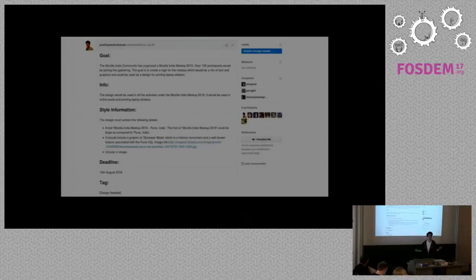So, just a quick overview of how this worked out. This is, sorry, I'm not pronouncing his name right. This is a guy from India who is doing an Indian meetup for the Mozilla community, and he needed a sticker basically. So he's giving a brief of what he needs and what he wants it to look like. And it was for the meetup in 2016 in Pune. So obviously the sticker would have something related to Pune.